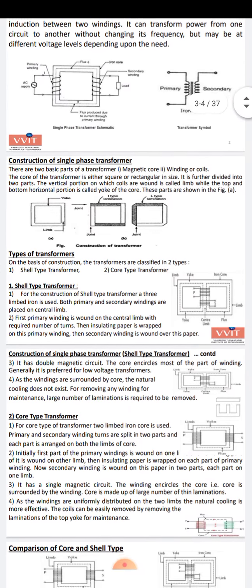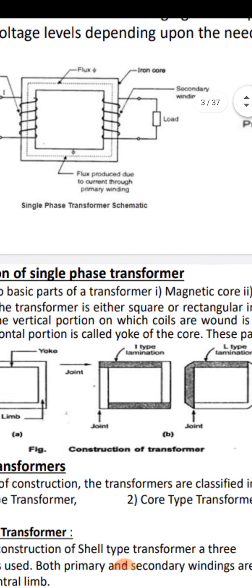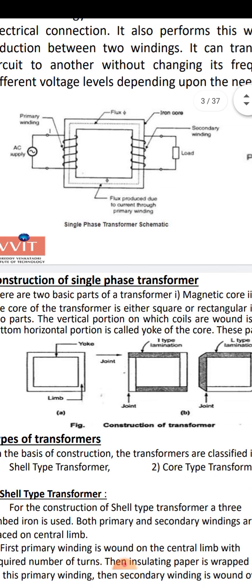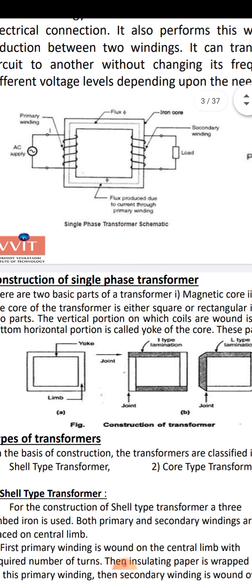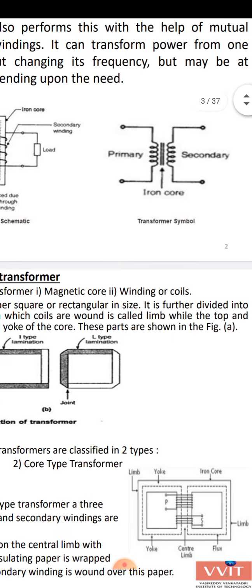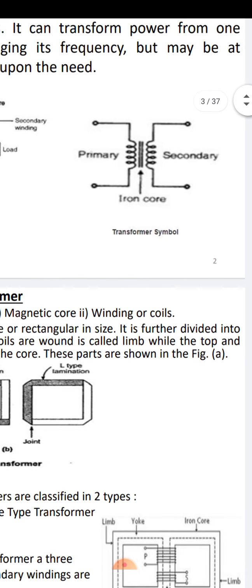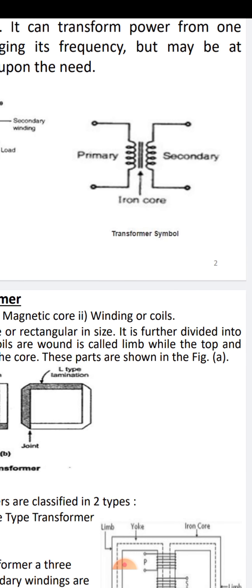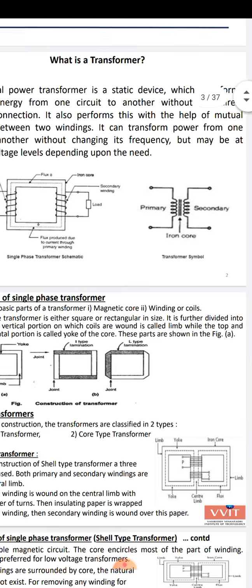And here you can see the diagram and parts of a single phase transformer. We have AC supply, primary winding, secondary winding, iron core, flux and the load. Between primary and secondary there is an iron core. It is the transformer symbol.